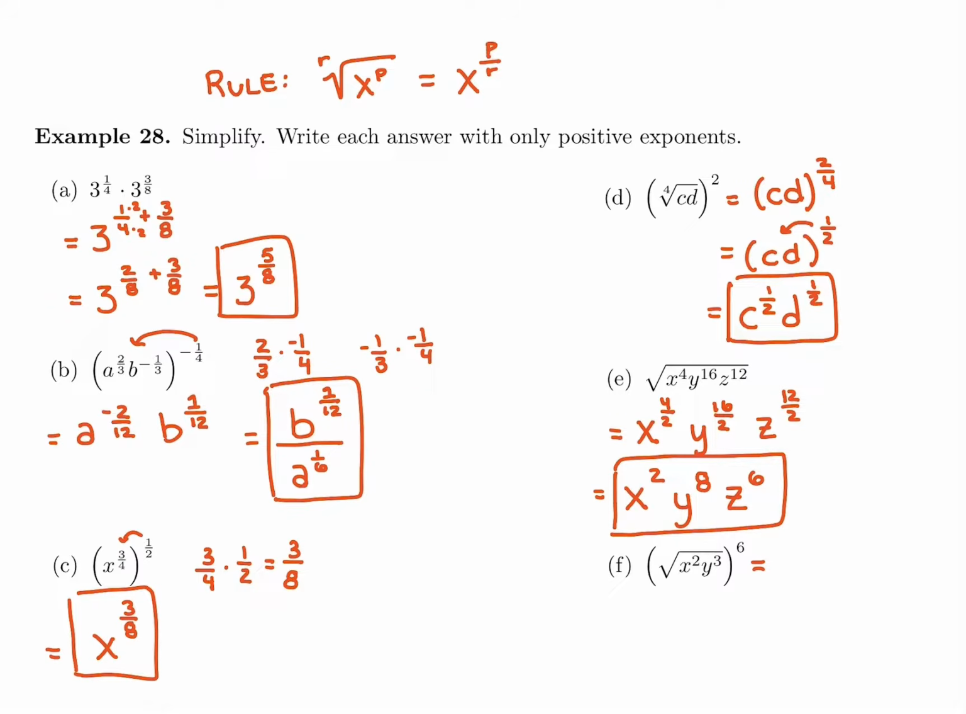Last piece here, we have to again write power over root. So you have x squared y cubed raised to the 6th power, and it's a square root, so it's the second root. So truly, we have x squared y cubed raised to the 6th divided by 2, which is really the third. And now we're going to distribute that in there. A power to a power means multiplication. So 2 times 3 is going to give us x to the 6th, and y to the 3 times 3 is to the 9th.